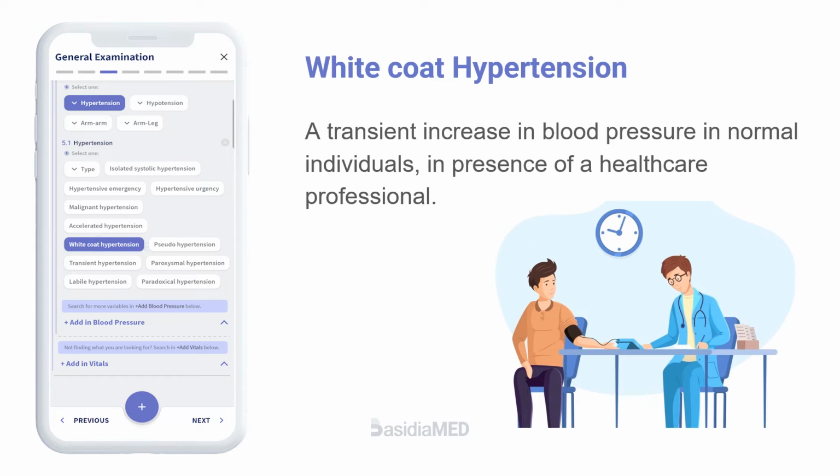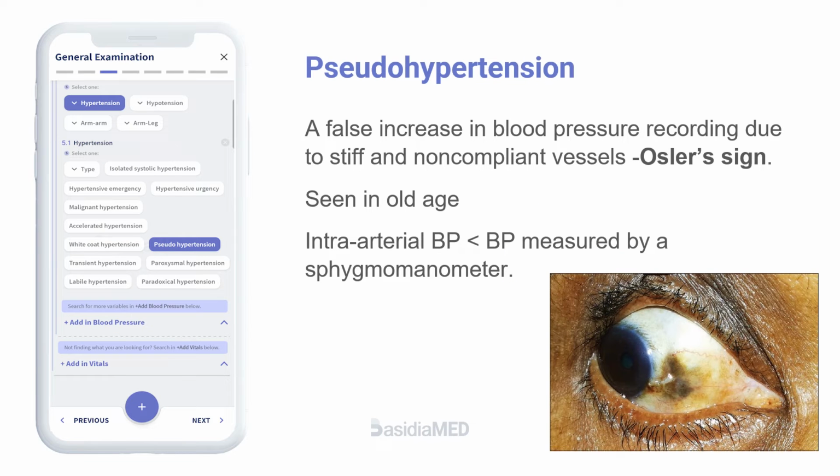White coat hypertension is a transient increase in blood pressure in normal individuals when BP is recorded in a physician's consulting room or in a hospital. Pseudohypertension is a false increase in blood pressure recording due to stiff and non-compliant vessels or Osler's sign, seen in old age. Actual intra-arterial BP is lower than the BP measured by a sphygmomanometer.